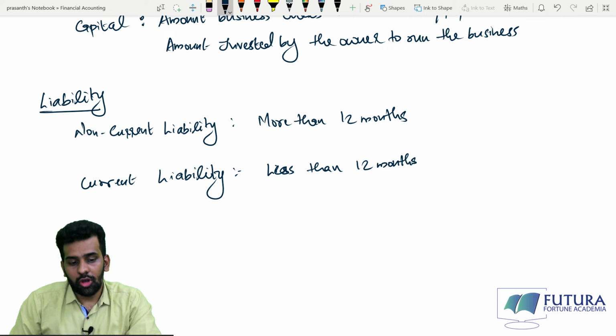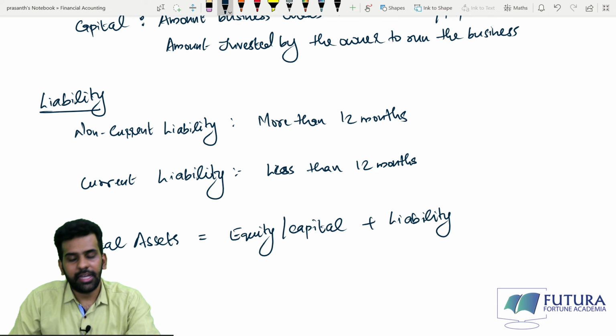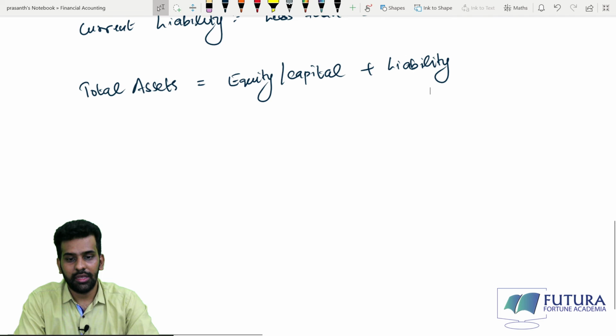And your total assets will always be equal to your equity or capital plus your liability. And that is how you tally your financial position, your balance sheet. Your total assets should always be equal to your equity plus liability.